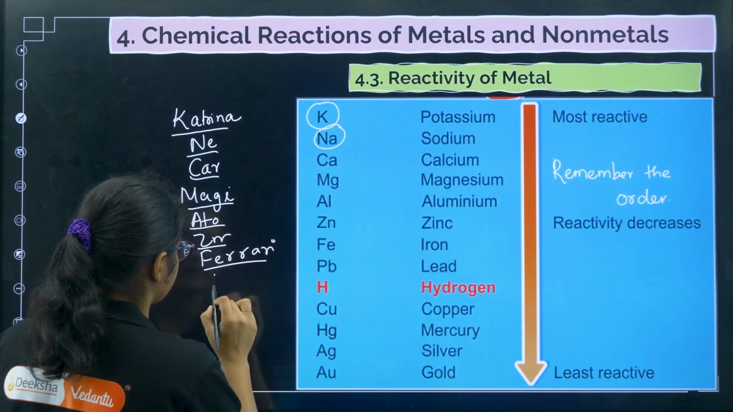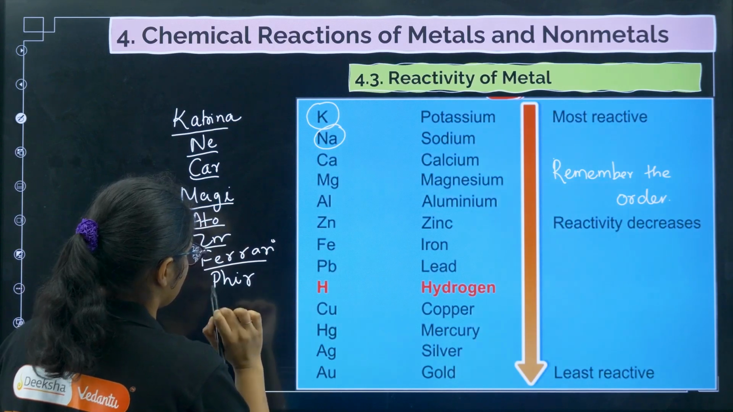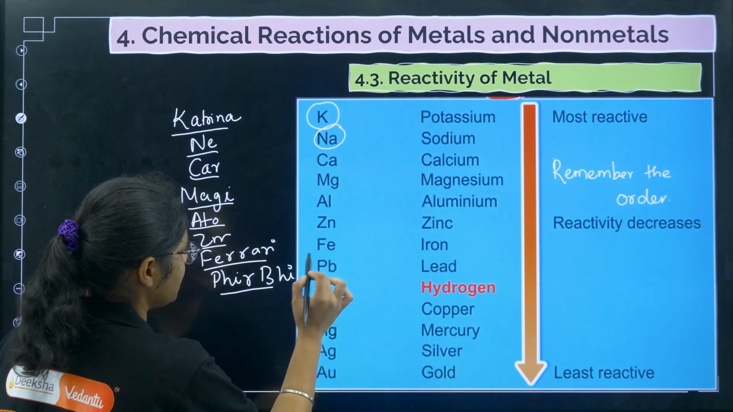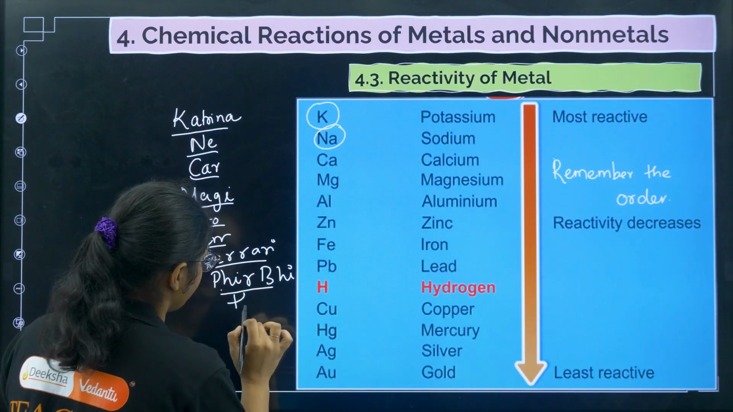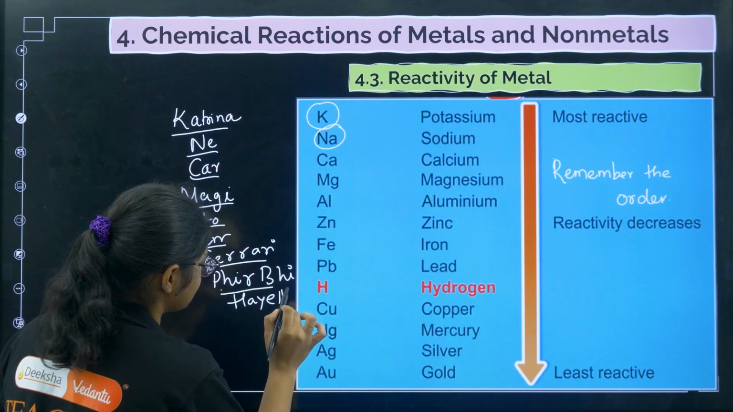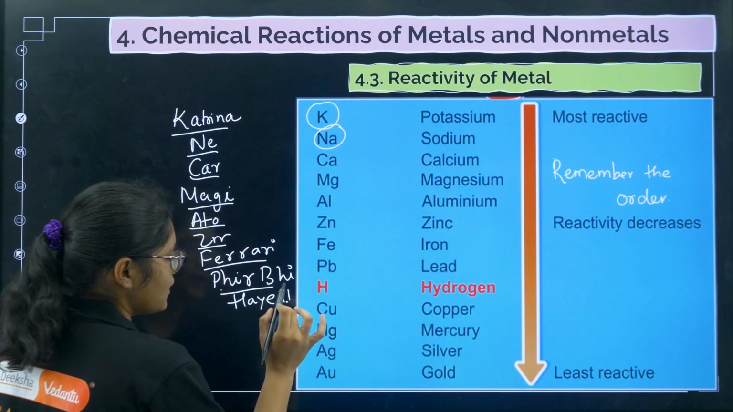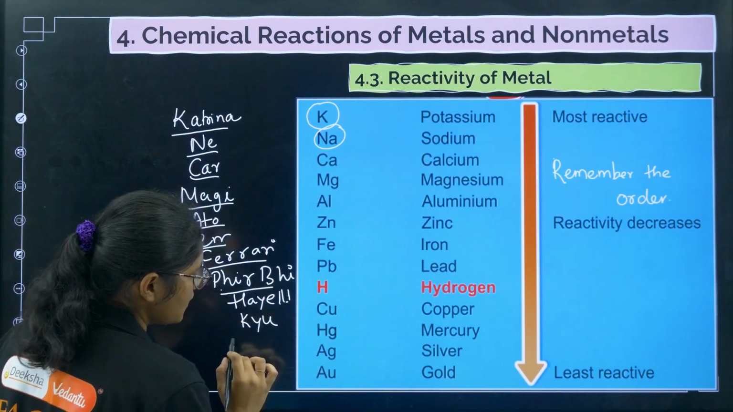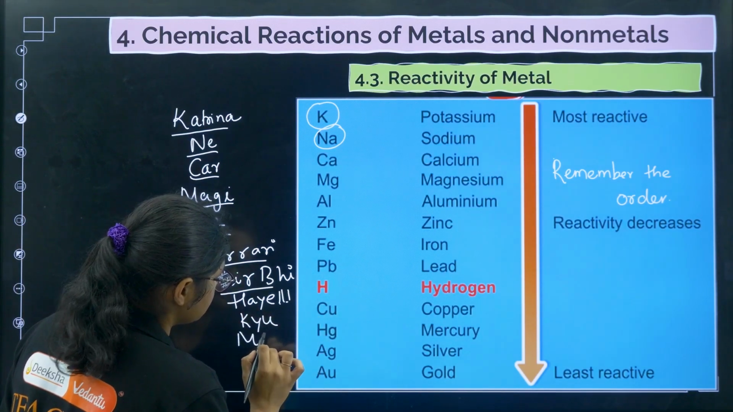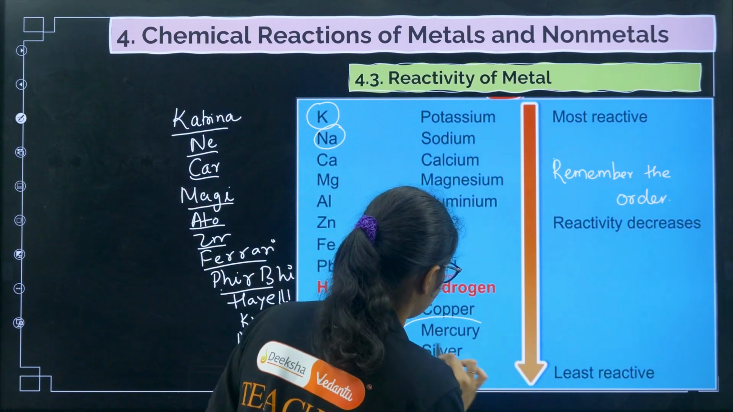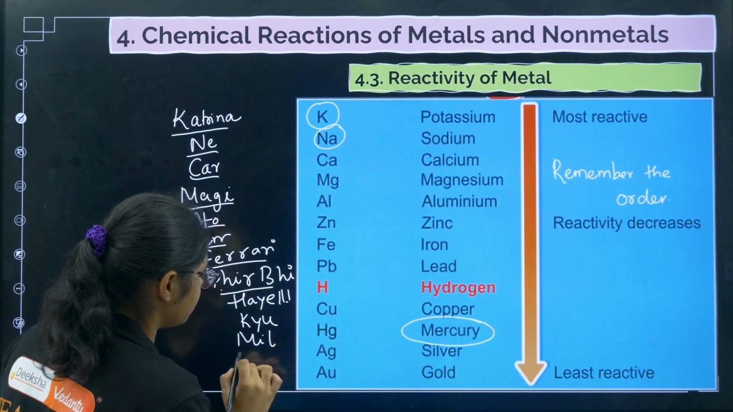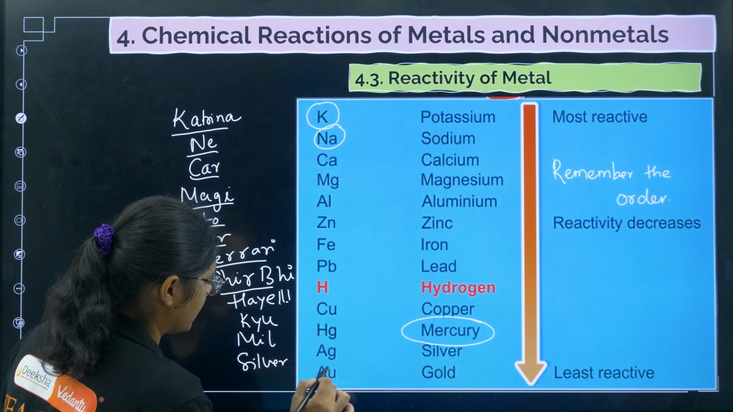Then, for Pb we have used 'phir bhi', high, so this 'high' is an exclamation. Q, Cu is Q milli. For Hg we have mercury here, so we'll take a word starting with M. Q milli silver. For Au, odd.